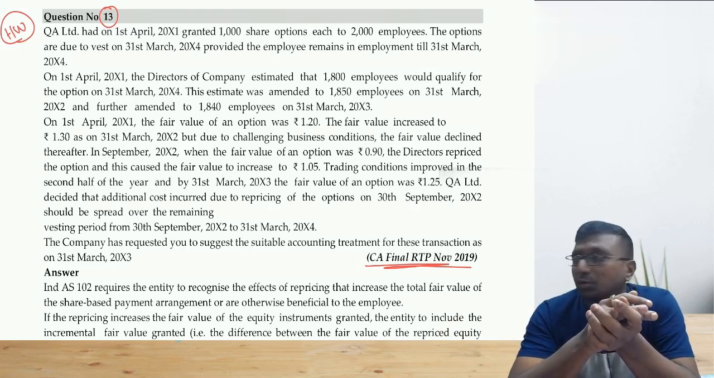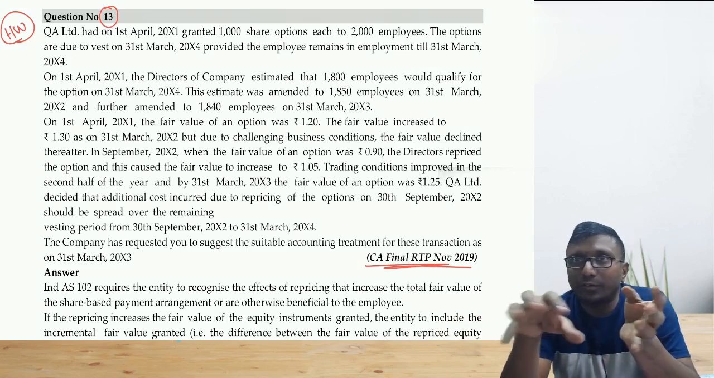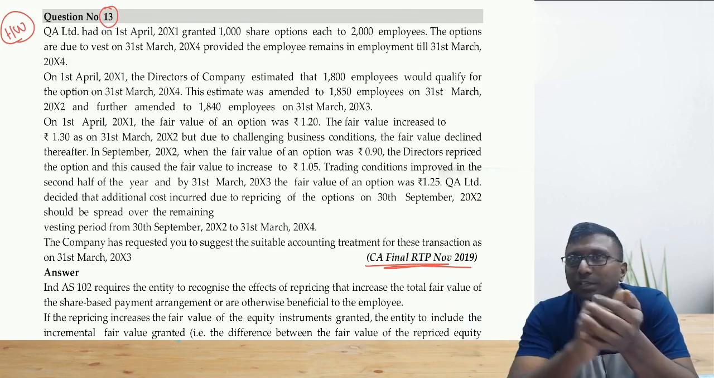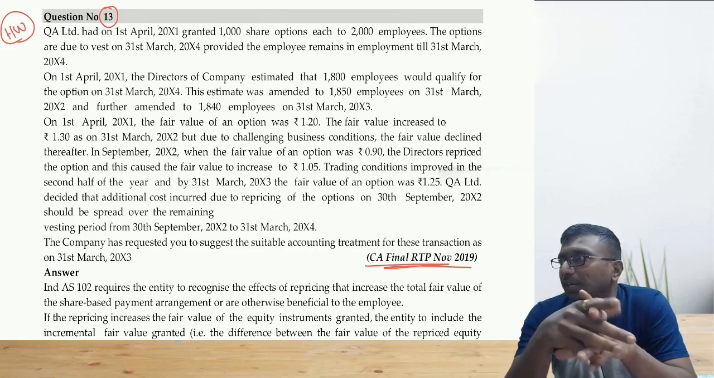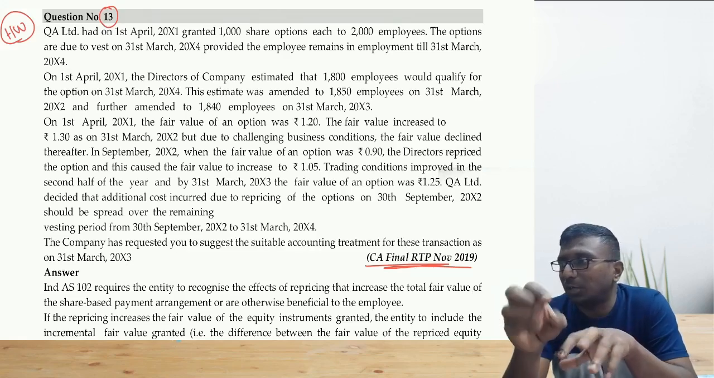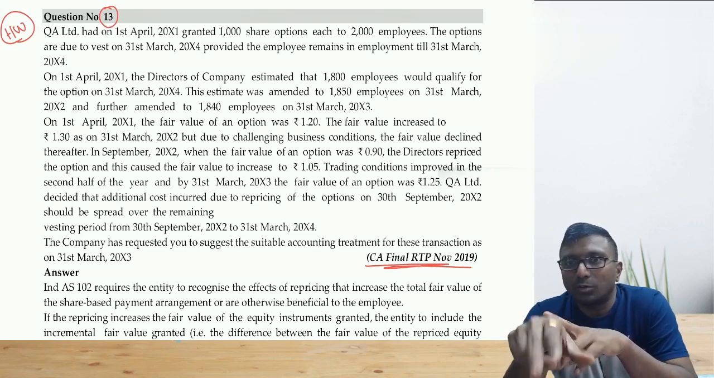Now, all these modifications we have bifurcated into three. The first one is what you have done, that is exercise price reduction, a modification in the exercise price. The topic is over. Yesterday, were you able to try that?